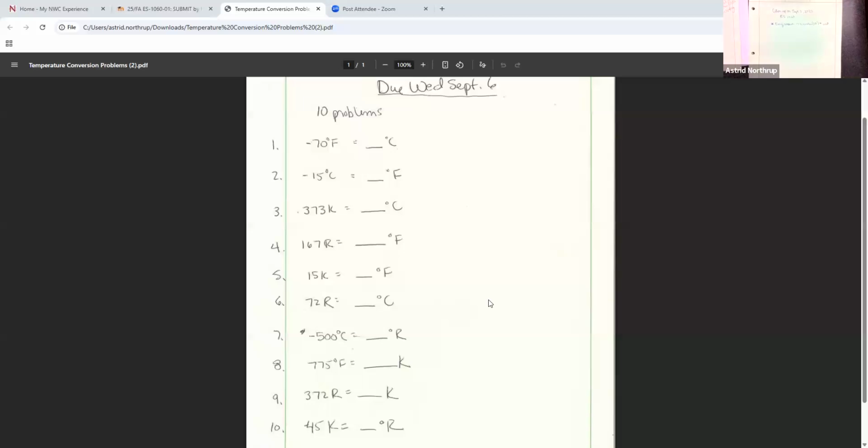For example, are we supposed to be able to see what you're writing? Not right now, you will in just a moment. I'm going to put up a problem so that I can work this out. This is number 7: minus 500 degrees centigrade equals how many degrees Rankine? Let's take a look at that one. Now I'm going to stop the share and you'll be able to see what I'm writing.